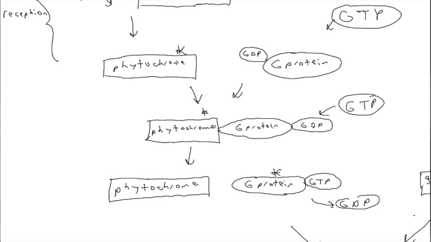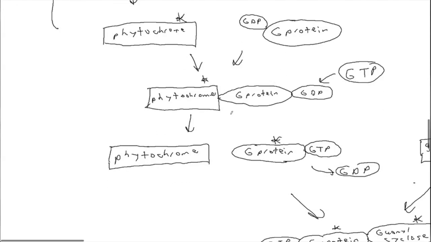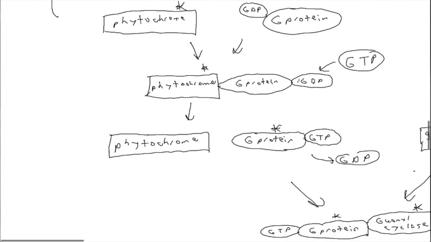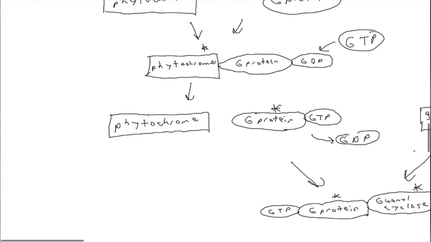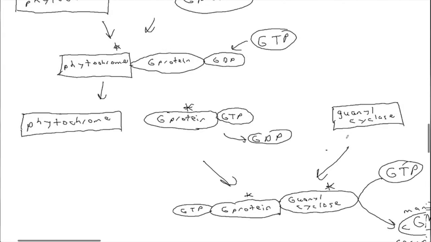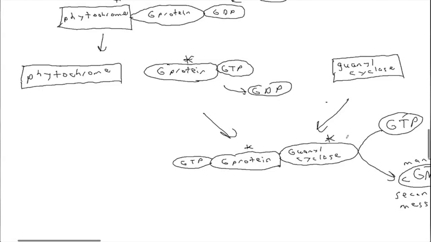So the phytochrome has been activated. The phytochrome is going to attach to the G protein, an inactivated G protein. And then what happens now that the G protein is connected to the phytochrome? The GTP will replace the GDP, and then the G protein will be activated. That's key. Having the GTP now means that it's activated. So the phytochrome can now float away.